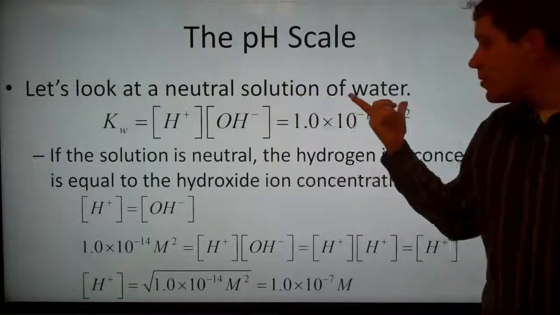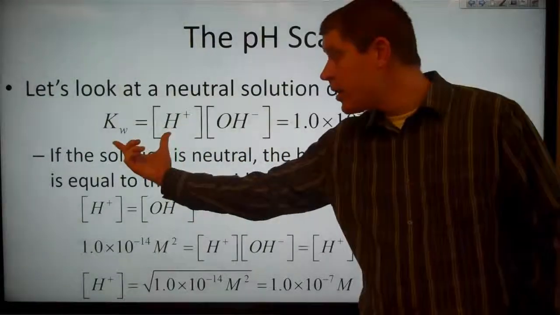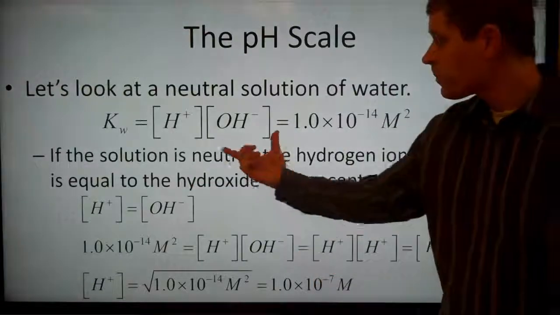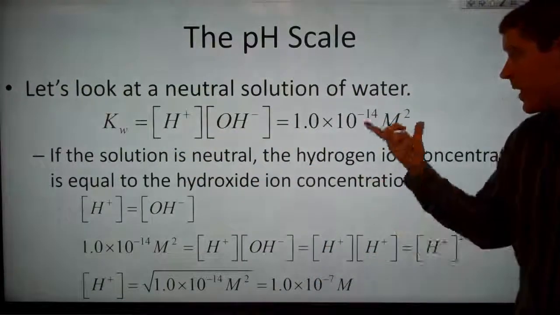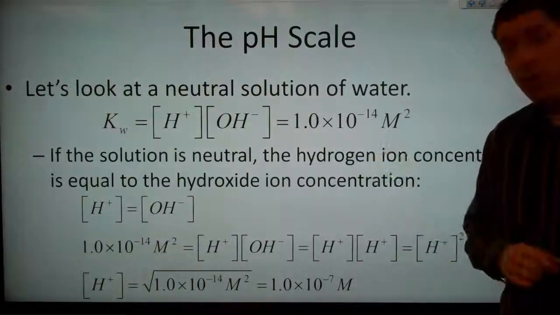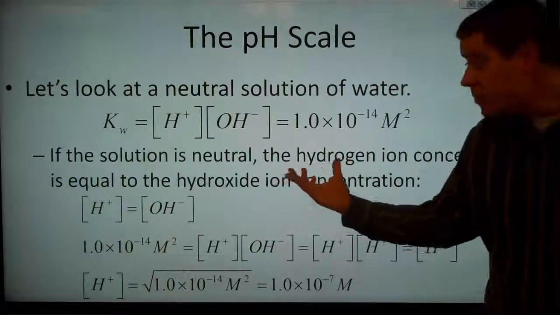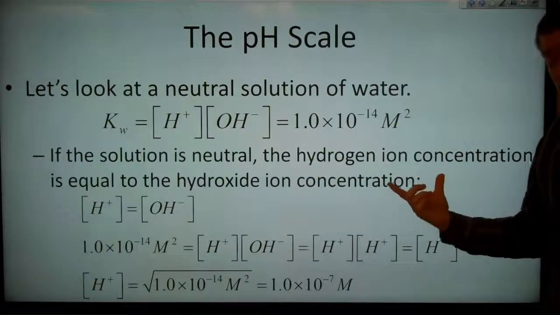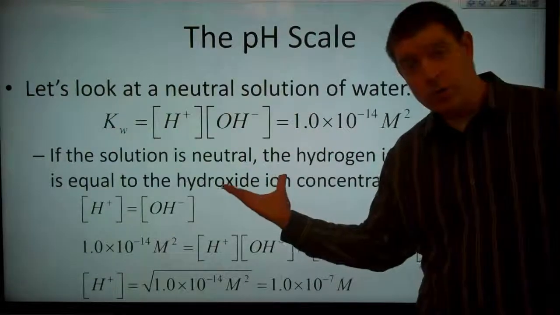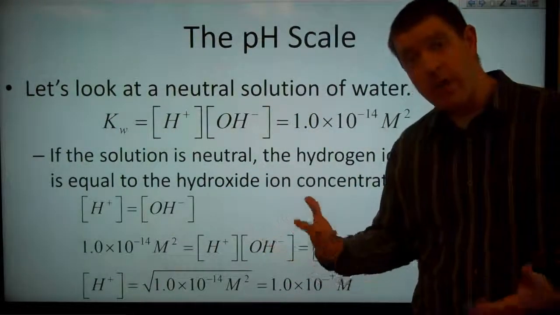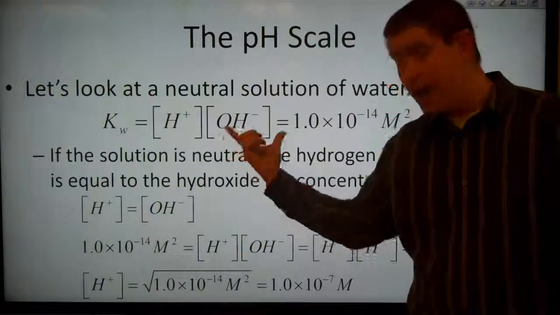So if we look at a neutral solution of water, we know that because of the autoionization of water, Kw, our ion product constant, is equal to hydrogen ion concentration times the hydroxide ion concentration. And at 25 degrees C, this is 1.0 times 10 to the minus 14. So if our solution is neutral, then our hydrogen ion concentration has to be equal to the hydroxide ion concentration, because if we have a neutral solution, then we have no acid or base around, and the only source of each of these is the autoionization of water, so they have to be equal.